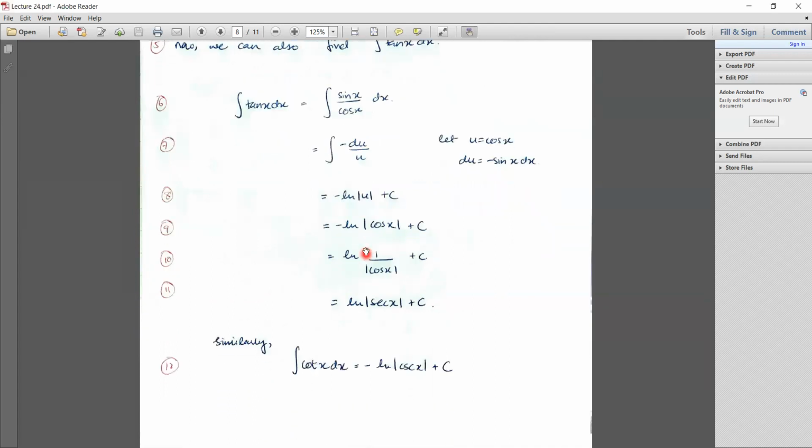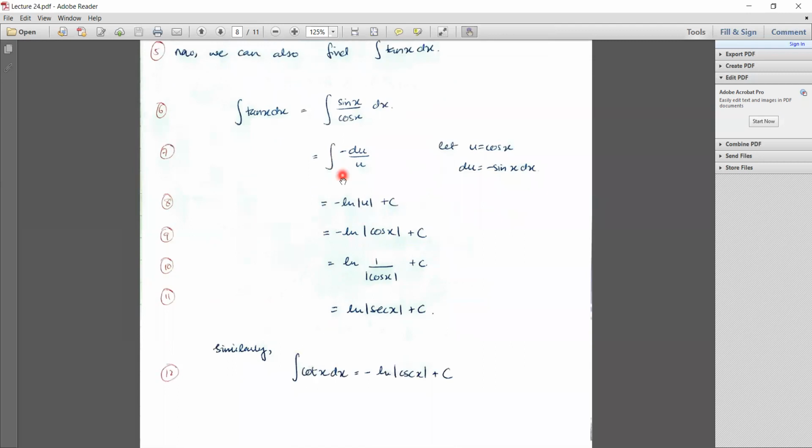So similarly, using the same approach, you can show that the integral of cotan x is negative ln absolute value of cosecant x plus c. Don't forget these absolute value signs, all right? Because secant and cosecant can both be negative, and you want to make sure that the argument of the natural log is positive.